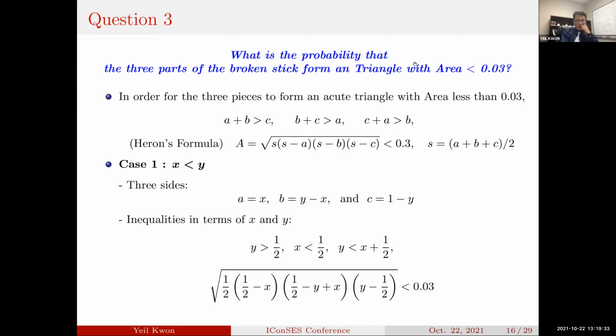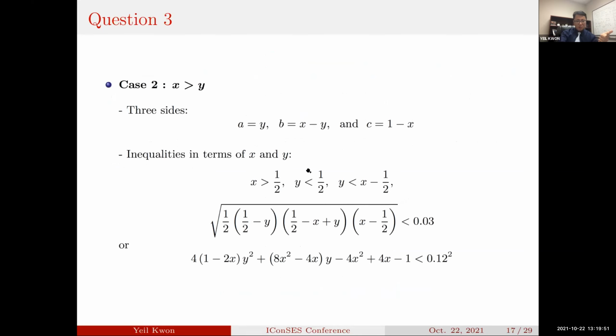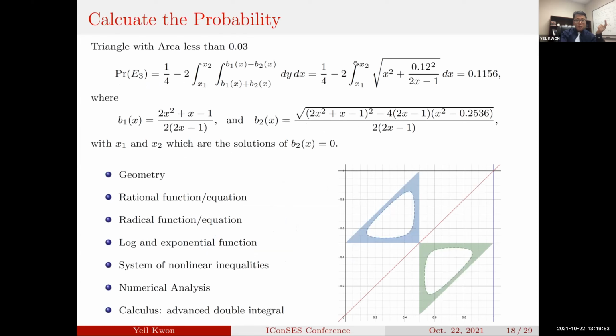Third one, what if we want to find the probability that we have a triangle with area less than 0.03, for example? Then here we have to use Heron's formula because we have 3 sides, the lengths of the sides. Using this, again, we have to use much more complicated mathematics and a lot more complex math work.